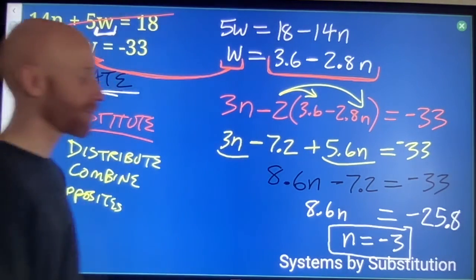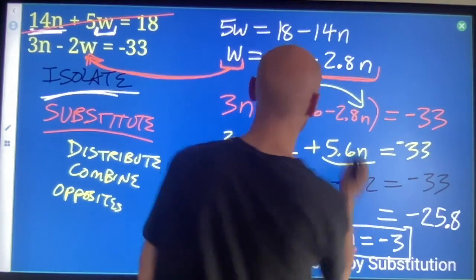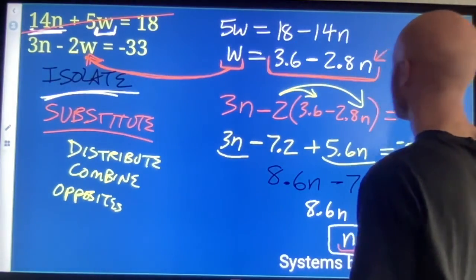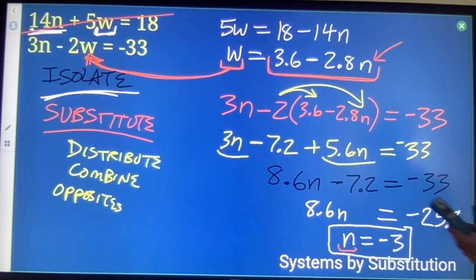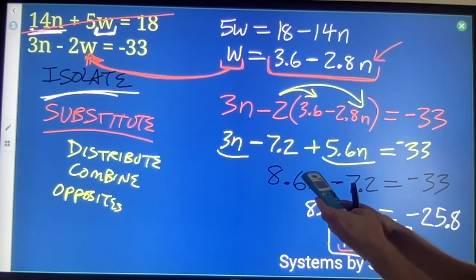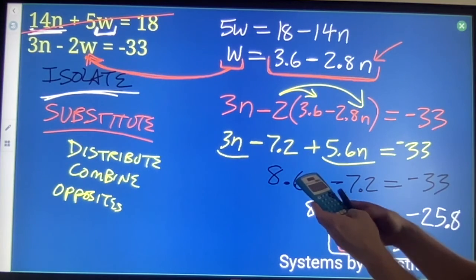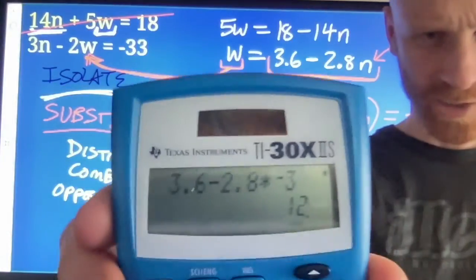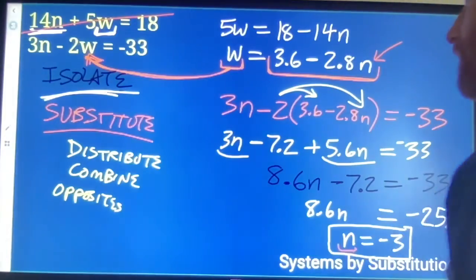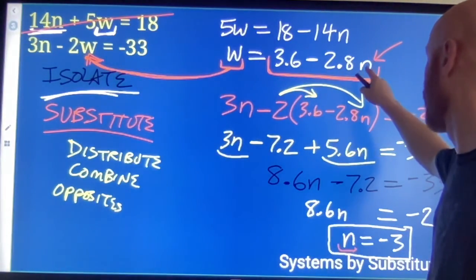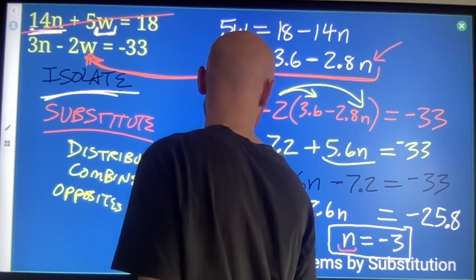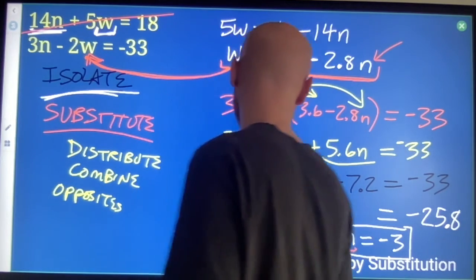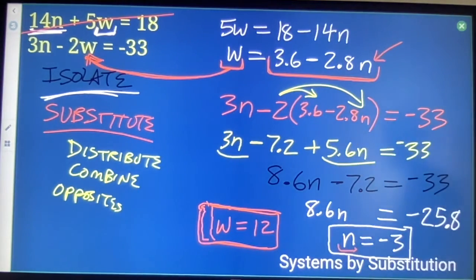I already know what N is, so I'll do another substitution, right? Come up here. Now that I know what N is, negative 3, I'll replace the negative 3, and I can actually just type this whole line into a calculator at this point. 3.6 minus 2.8 times negative 3. Get an answer. When N is negative 3, W is 12. All right, and now I'm finished. W is 12 when N is negative 3.